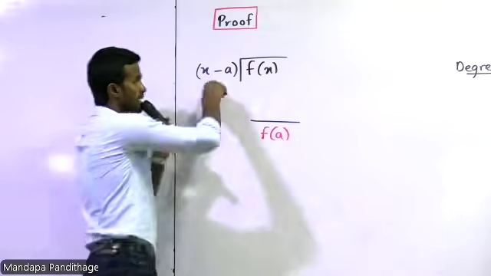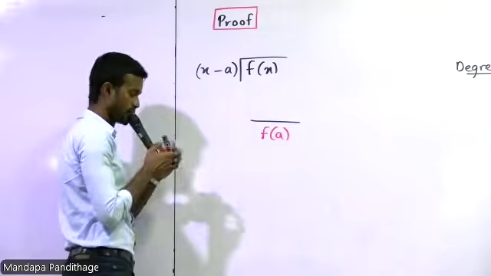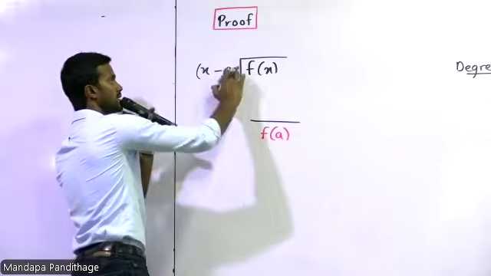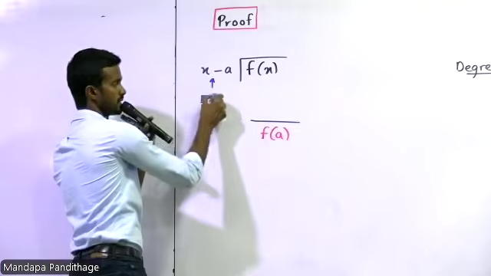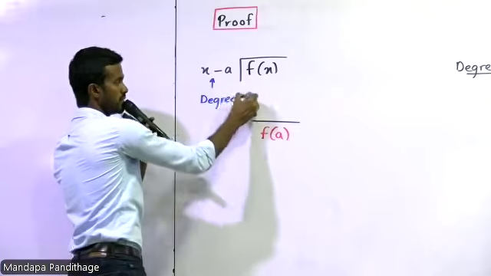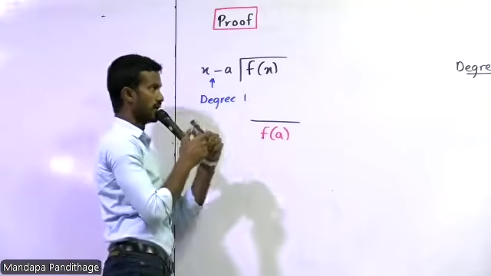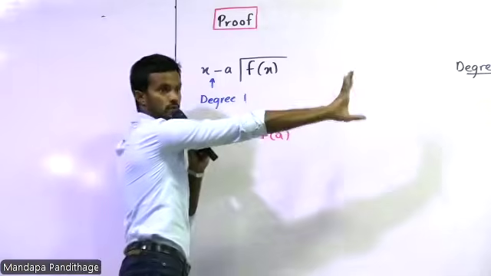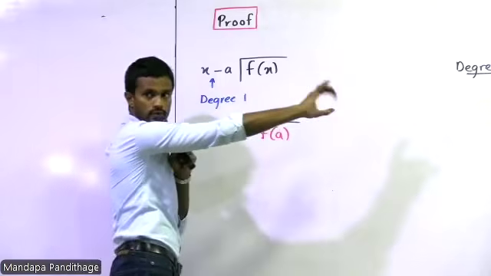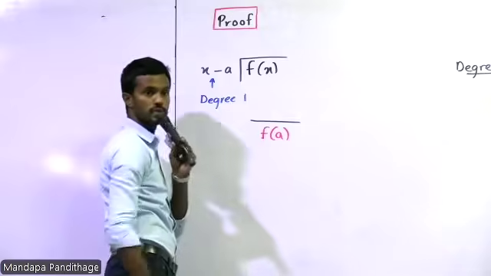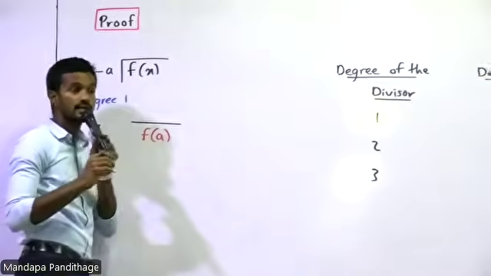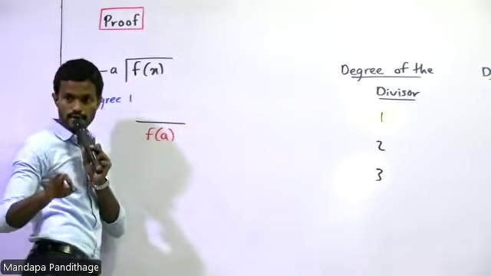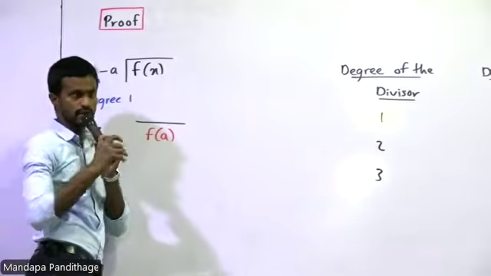So here the degree is 1. If you consider x minus a, the degree is 1. Now for sure, I know if the divisor's degree is 1, then the remainder's degree should be 0. No? What is a 0 degree polynomial? It's a constant. A 0 degree polynomial is a constant.